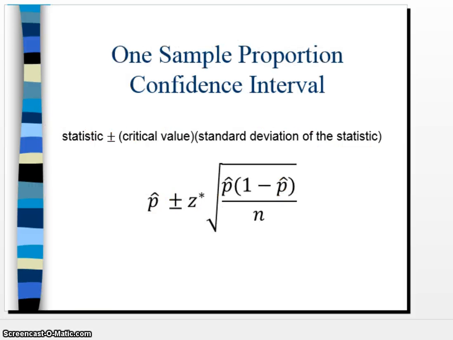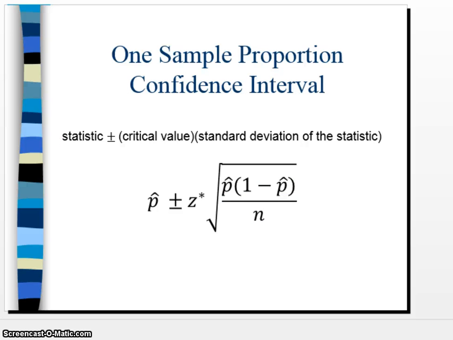And here we have the formula we used to do that. We had our statistic, which was our p hat. We have this critical value, which in this case was 2. That's the number of standard deviations from the mean that you are. And then we had the standard deviation of the statistic, which is our standard deviation formula, but using p hat. So that's the formula that we used.